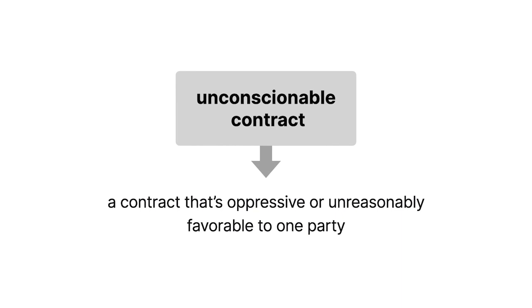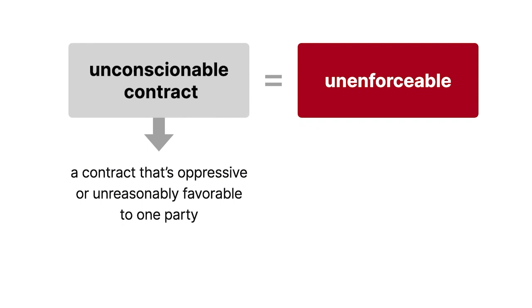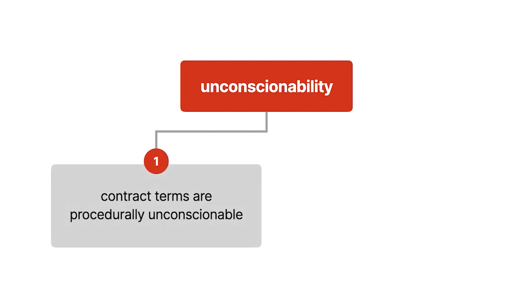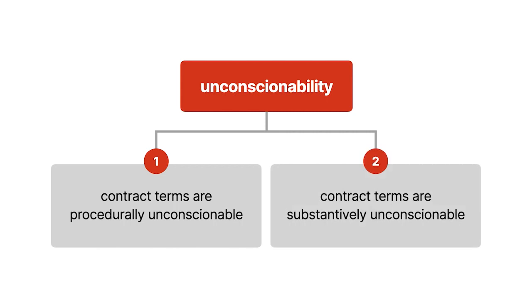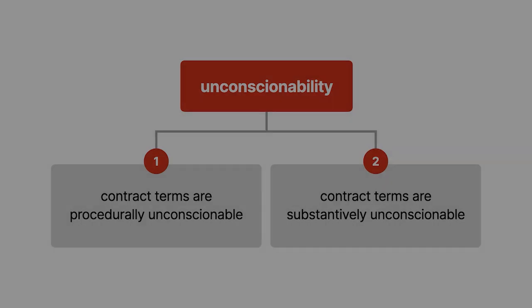Generally, an unconscionable contract, that is, a contract that's oppressive or unreasonably favorable to one party, is unenforceable. In determining unconscionability, a court conducts a two-pronged analysis. First, a court considers whether the contract terms are procedurally unconscionable. And second, a court considers whether the contract terms are substantively unconscionable.